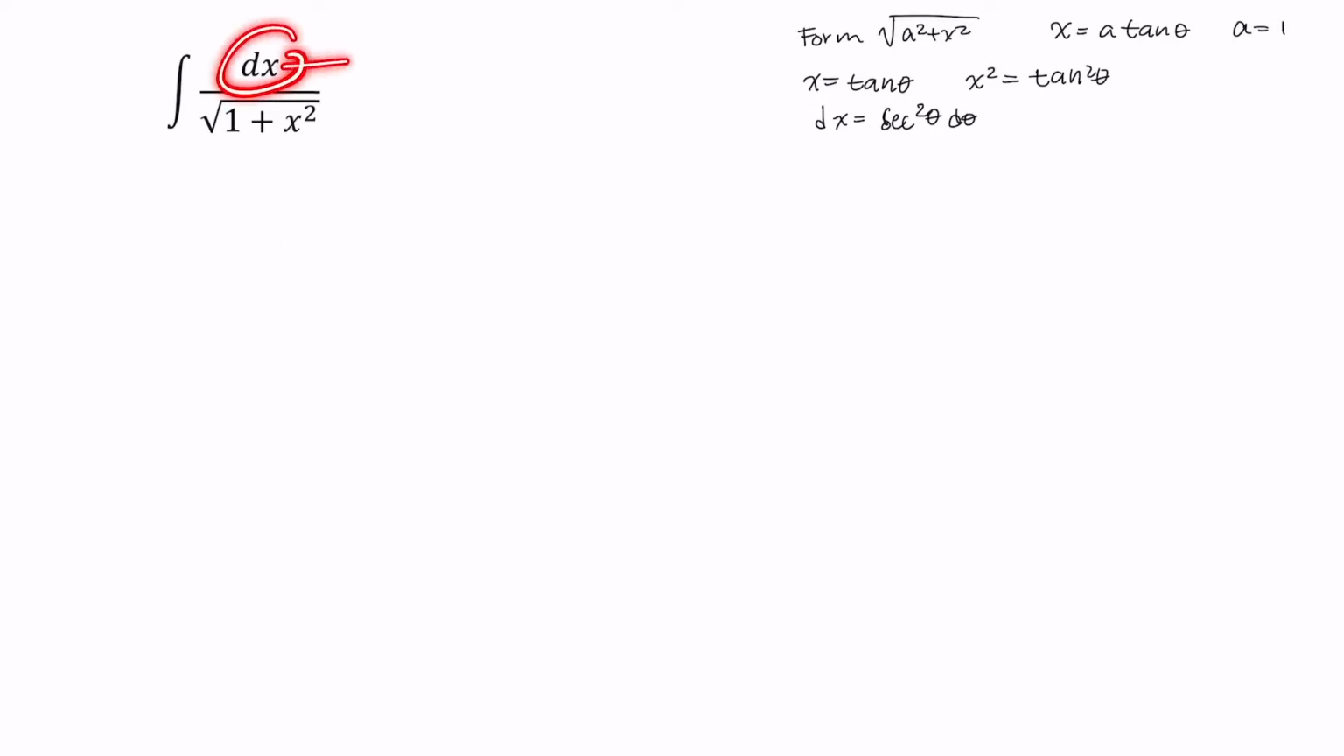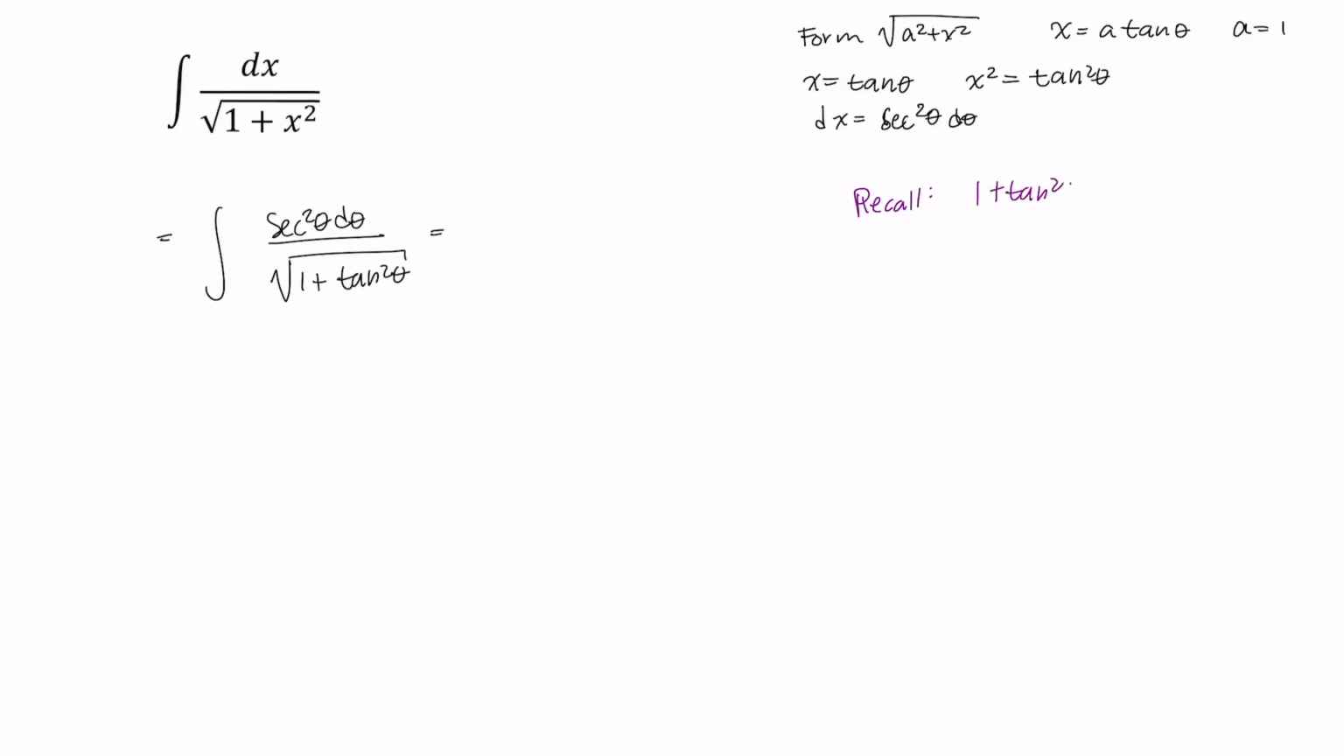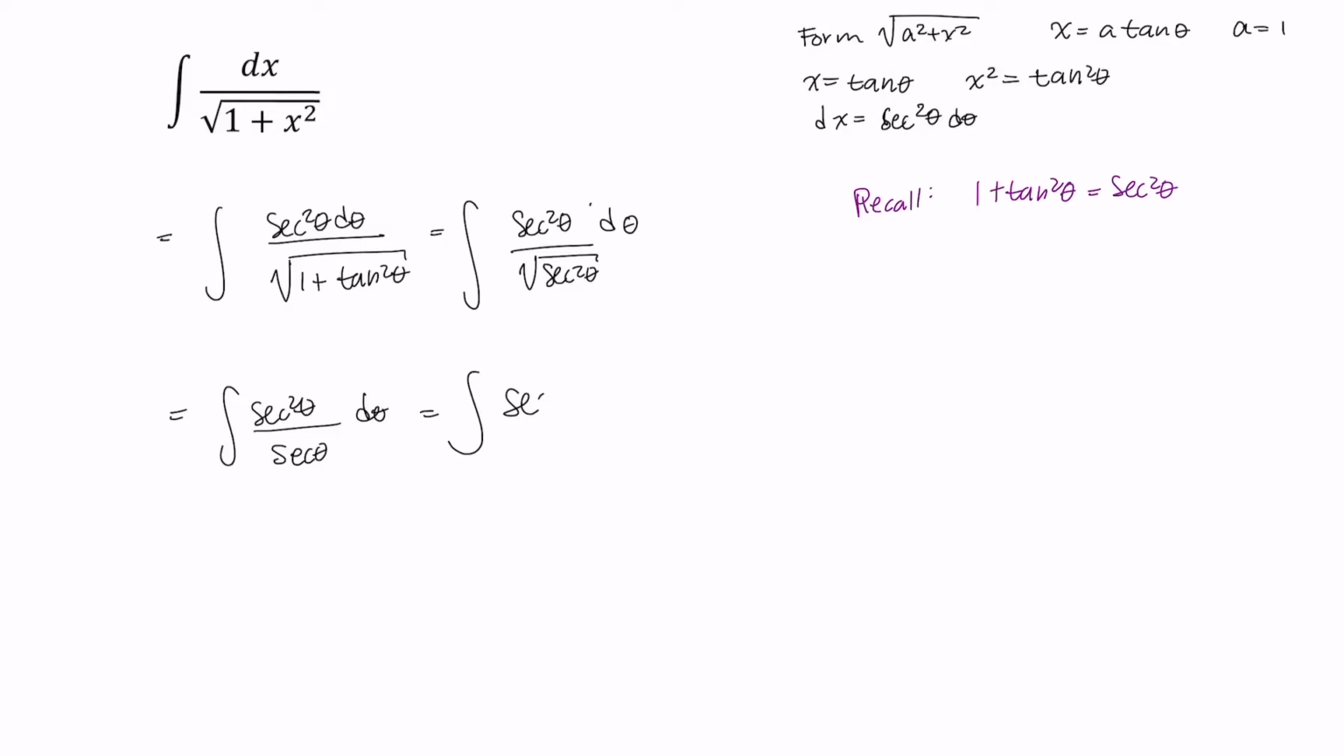So now we can rewrite this. In place of dx here, we will write secant squared theta d theta, and in place of x squared, we'll have just tangent squared theta. So this is the integral of secant squared theta d theta divided by the square root of 1 plus tangent squared theta. Now recall, 1 plus tangent squared theta is equal to secant squared theta. So I'm going to replace this 1 plus tangent squared theta with a secant squared theta. And this will give me secant squared theta divided by the square root of, not 1 plus, just secant squared theta inside the radical, d theta. So this becomes secant squared theta over secant theta d theta, or just the integral of secant theta d theta.